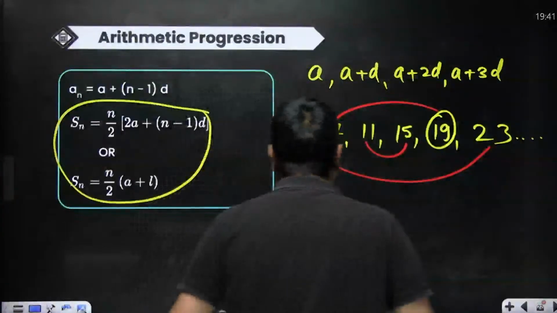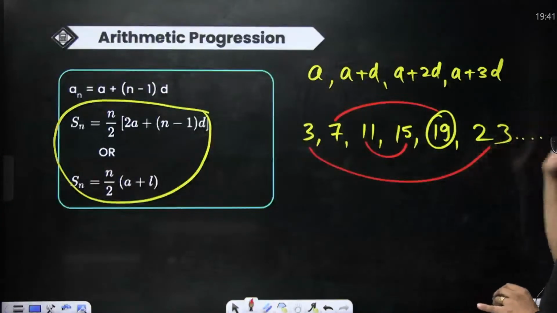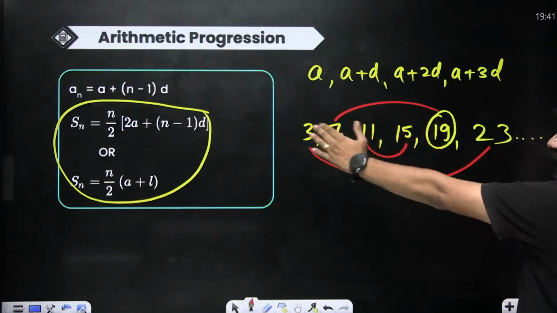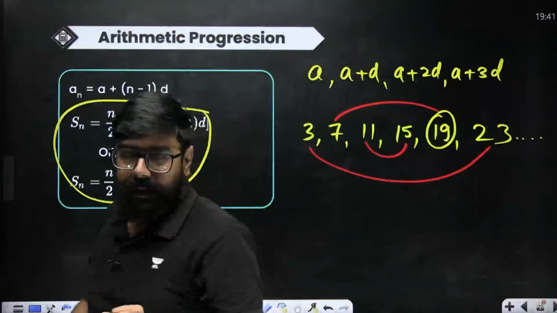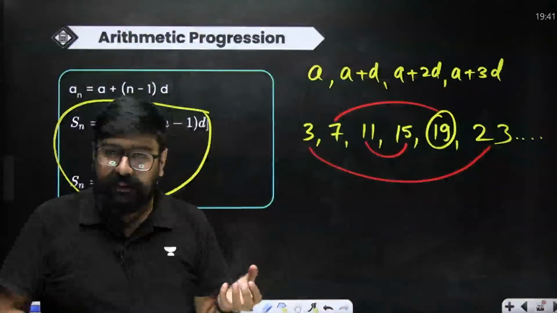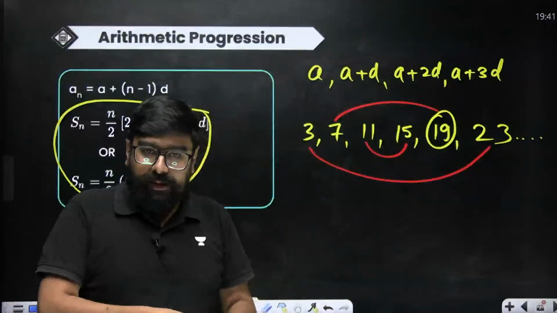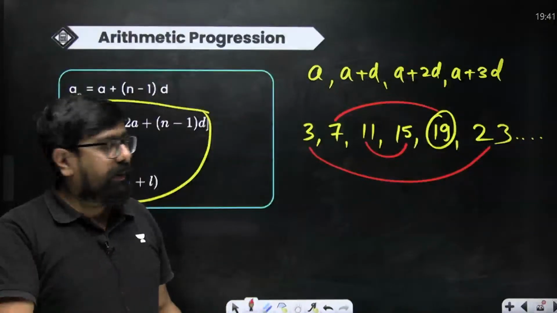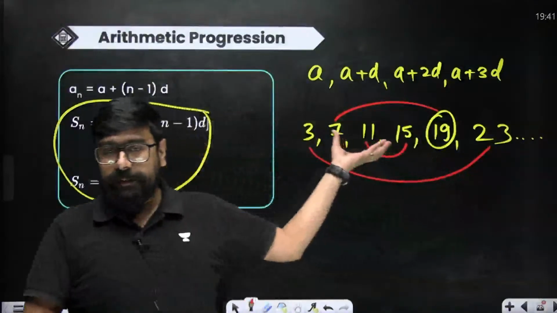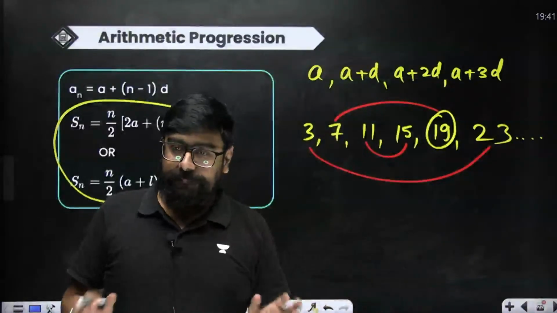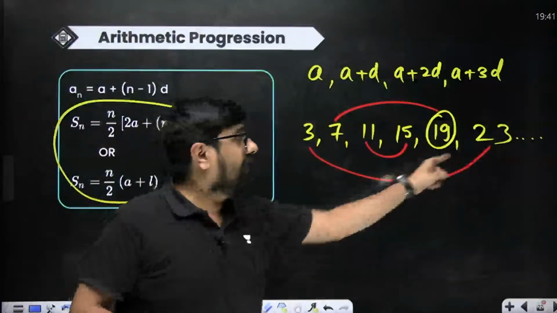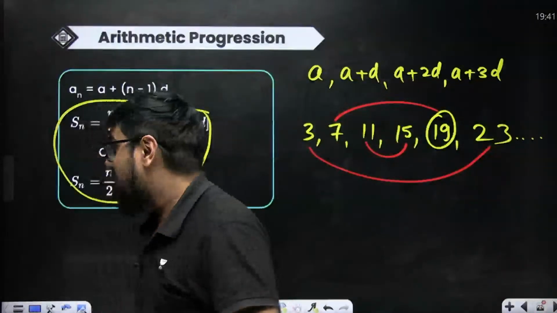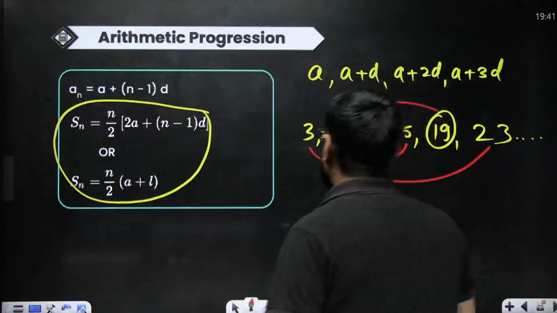Tell me, if this AP has 100 terms, 6 terms will also make an AP, right? If I take a part of an AP, that will still be an AP. If I take a part of an arithmetic progression, it will still be an arithmetic progression. So any part you can take, that will still be an arithmetic progression. You realize that the sums of equidistant terms are always equal.